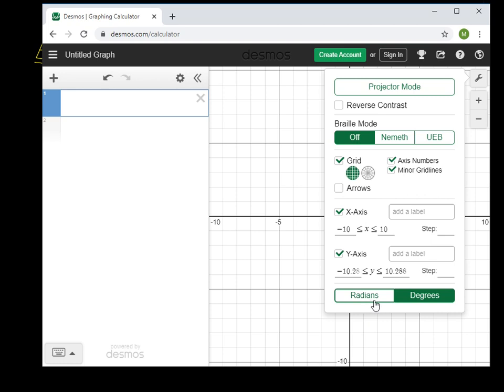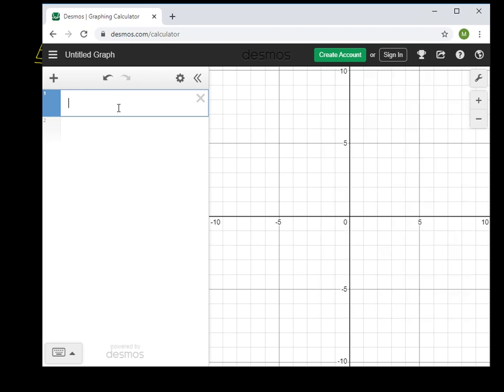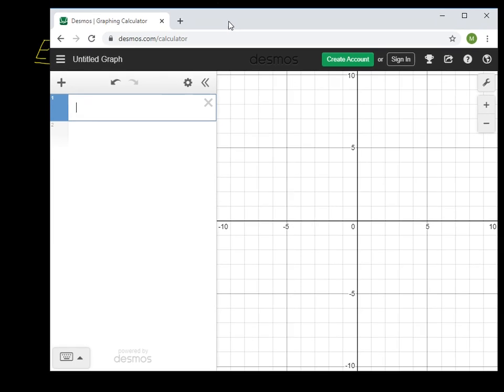We're not going to get into those in this class. We're going to stick with degrees, and so I'm going to make sure that this is in degree mode. Again, if you're using another calculator, be sure that your calculator is in degree mode. If you have any questions about how to get that to work, please don't hesitate to reach out.